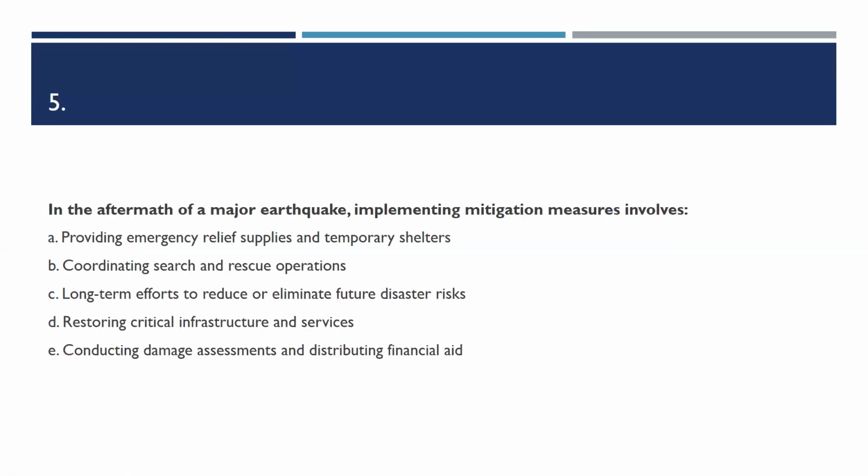In the aftermath of a major earthquake, implementing mitigation measures involves: A. Providing emergency relief supplies and temporary shelters. B. Coordinating search and rescue operations. C. Long-term efforts to reduce or eliminate future disaster risks. D. Restoring critical infrastructure and services. And E. Conducting damage assessments and distributing financial aids. The answer is C.